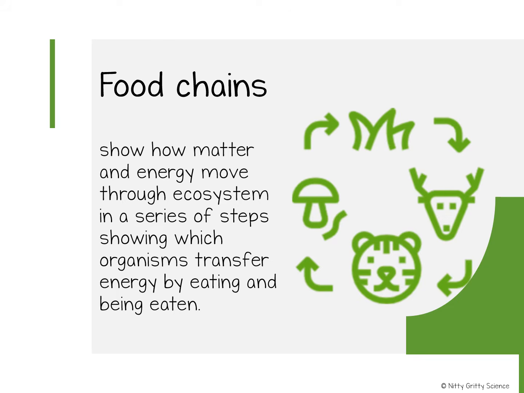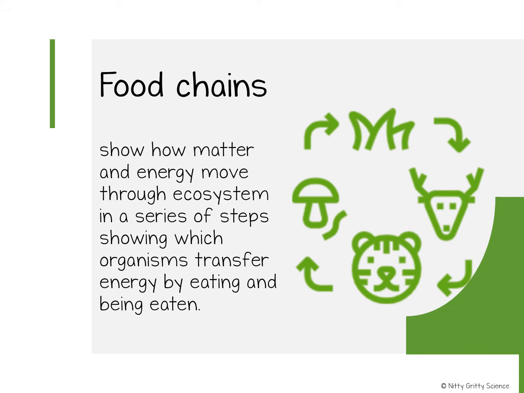Energy moves in one direction through an ecosystem. Energy enters most ecosystems as sunlight and is converted into food molecules by producers. This energy is transferred to each organism that eats a producer and then to other organisms that feed on these consumers. The movement of energy through an ecosystem can be shown in diagrams called food chains and food webs.